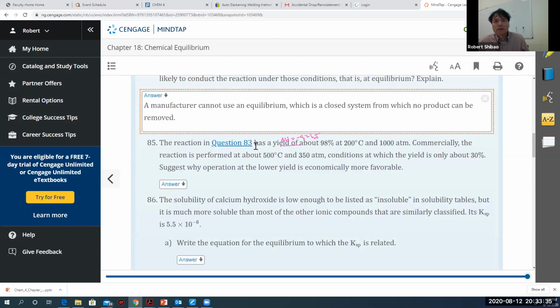The reaction in question 83 has a yield about 98% at 200 degrees C and 1,000 atmospheres. Commercially, the reaction is performed at about 500 degrees C and 350 atmospheres, conditions at which the yield is only about 30%. So here they're sacrificing the yield to get a faster reaction. They're increasing the temperature from 200 to 500, and the amount of product is going down, but they say, well, it's okay, that's enough product. They just want it to go fast.